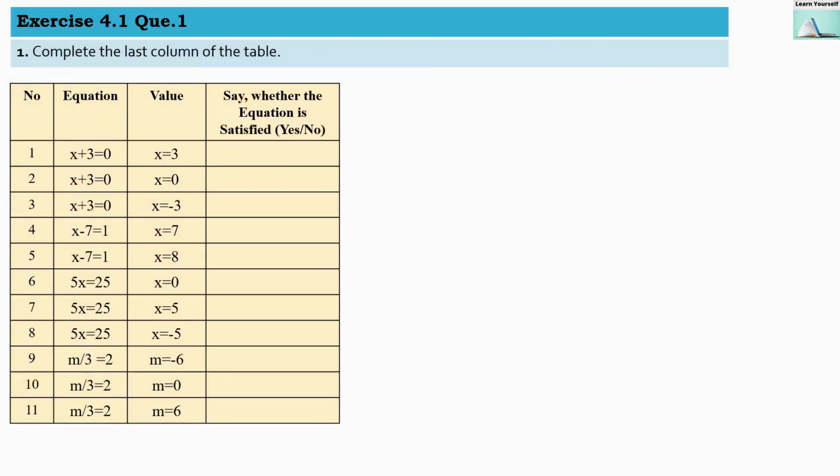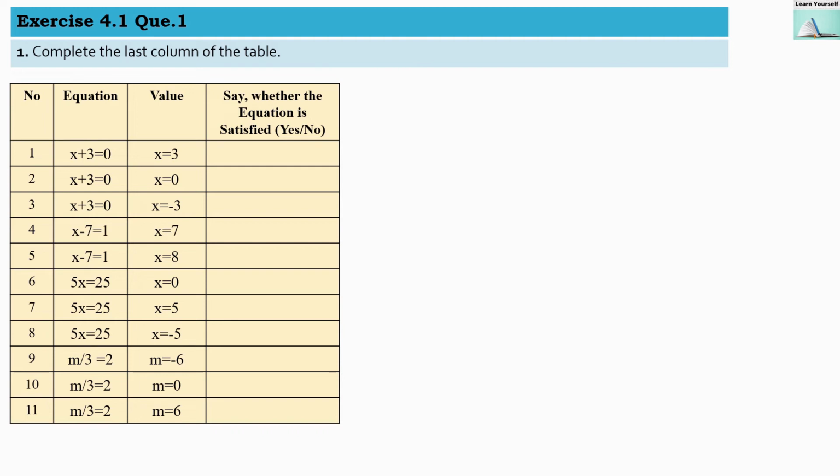Exercise 4.1 question number 1. Complete the last column of the table. In this they have given us one table in which the equation is there and the value for the variable is there, and we have to check whether for this variable's value the equation is satisfied or not.